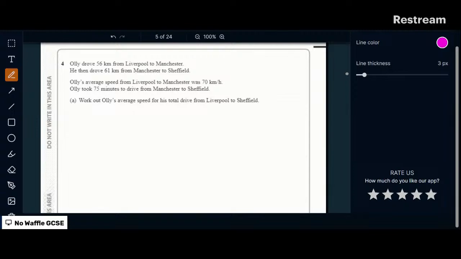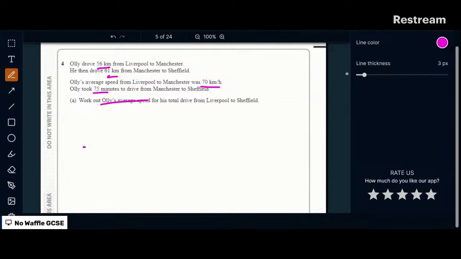Okay, Ollie drove 56 kilometres from Liverpool to Manchester. He then drove 61 kilometres from Manchester to Sheffield. Ollie's average speed from Liverpool to Manchester was 70 kilometres per hour. Ollie took 75 minutes to drive from Manchester to Sheffield. What was Ollie's average speed for the total drive from Liverpool to Sheffield?